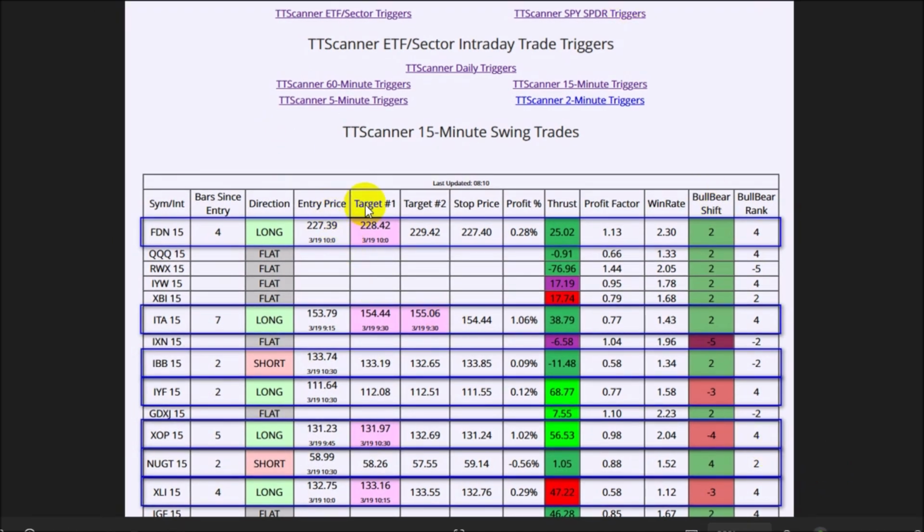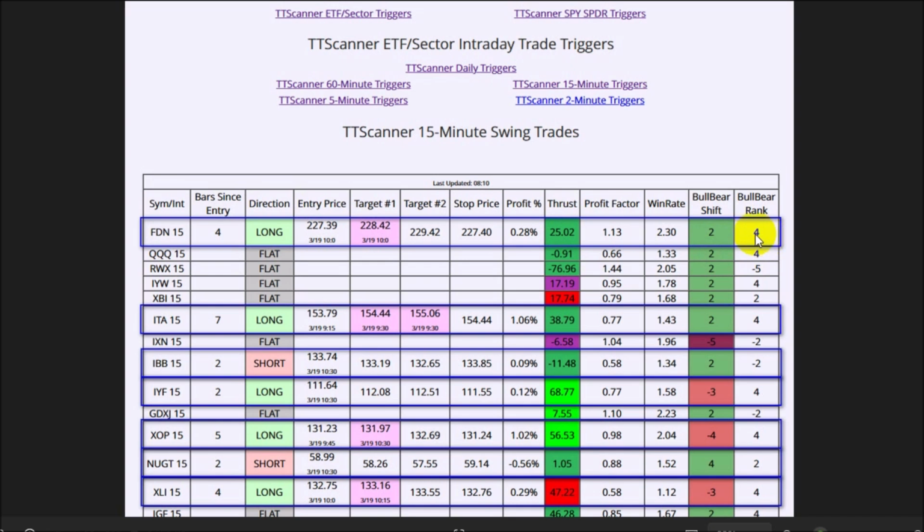And I highlighted this the other day, showing how the system, this was a 15-minute setup. You can see these algos are generating long triggers, hit the targets already. That's what these little pink ones are. You can see the thrusting custom indicator, which is a short-term, kind of like stochastics, but a little different. You can see the bull-bear shift and the bull-bear rank.